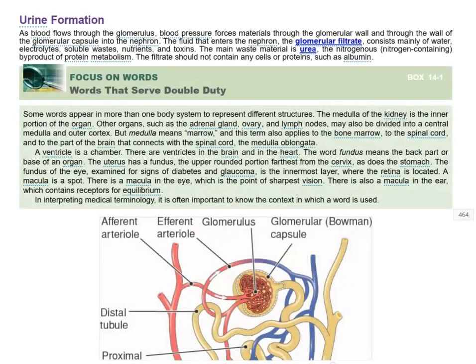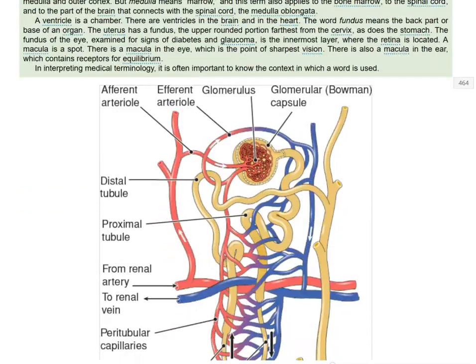Urine formation. Here we go. This is what I was looking for. As blood flows through the glomerulus, blood pressure forces materials through the glomerular wall and through the wall of the capsule into the nephron. Then fluid enters into the nephron. Focus on words that serve double duty. You can read all about that.